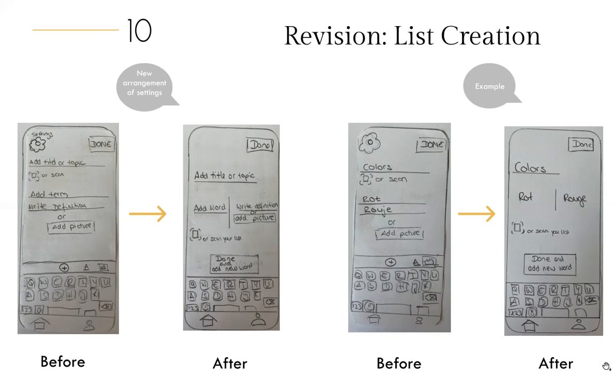And on the right side, you can see how this would have looked if you created a list about colors, and you would learn the German word for red, which is rot.